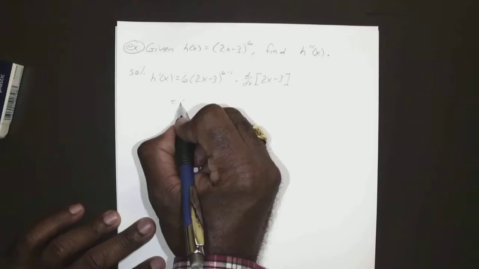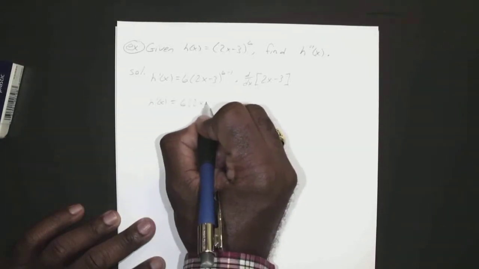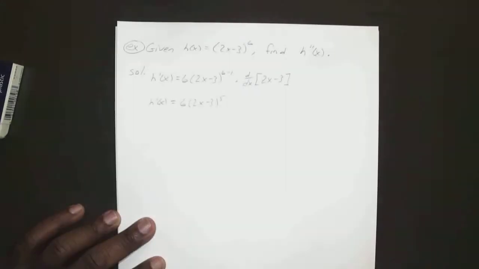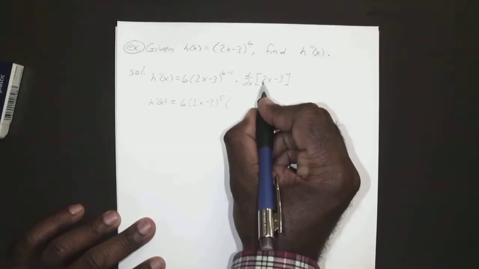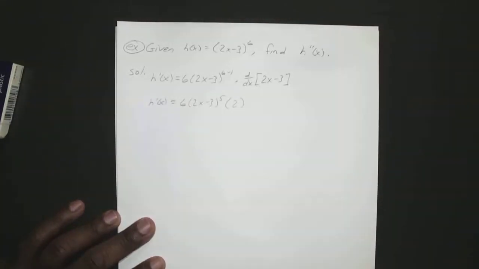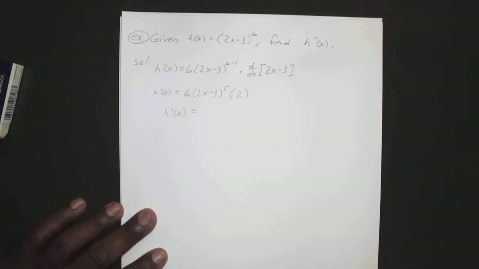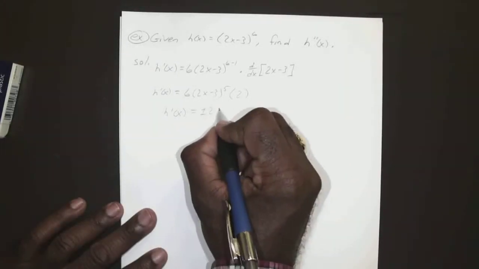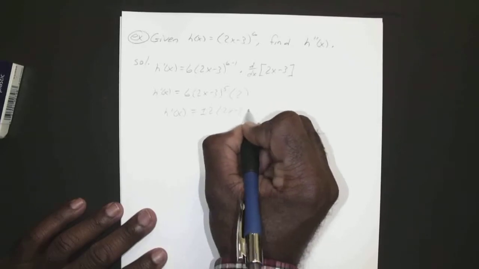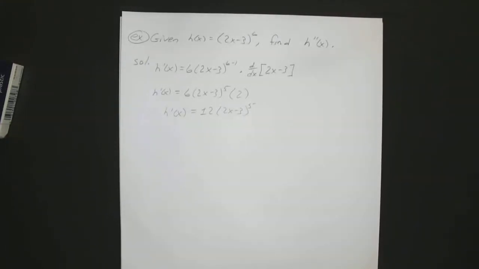Okay, so that's going to equal 6 times (2x minus 3) to the 5th. Derivative of 2x minus 3, that just becomes 2. So we end up with h prime of x is equal to 12 times (2x minus 3) to the 5th. Okay, so now we have to find our second derivative, which is just the derivative of the first derivative.